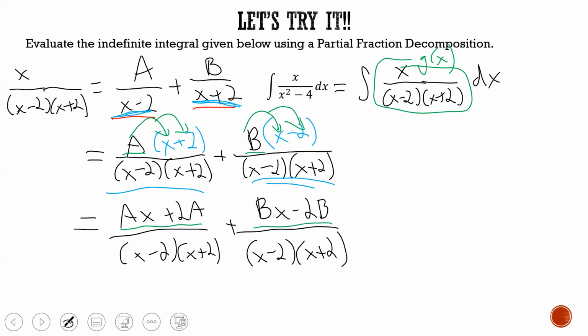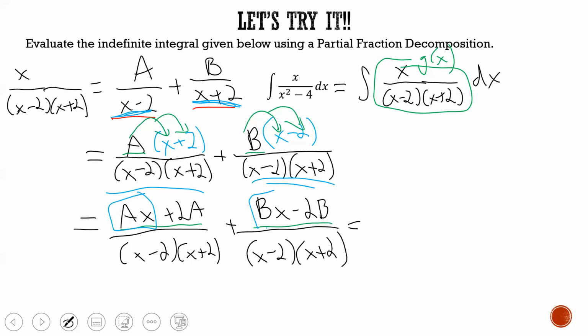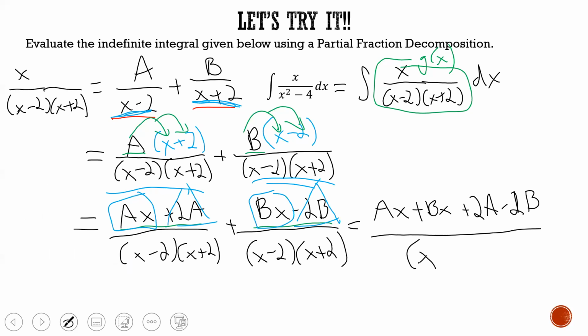As we do this, I'm going to collect some terms that have the same thing in them. We have an ax and a bx, so I'm going to write those both first. So we have ax plus bx. And then we have two terms that do not have any x's in them, the 2a and the minus 2b, so I'm going to write those second. So plus 2a minus 2b, all over, again, still our common denominator, x minus 2 times x plus 2.